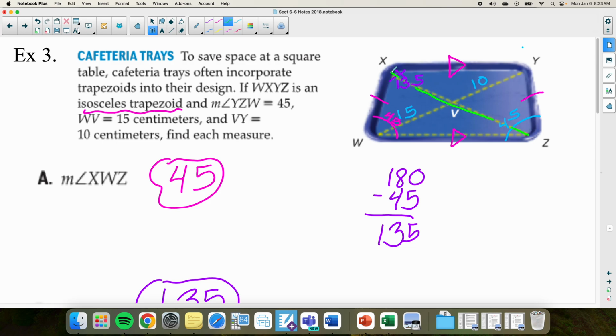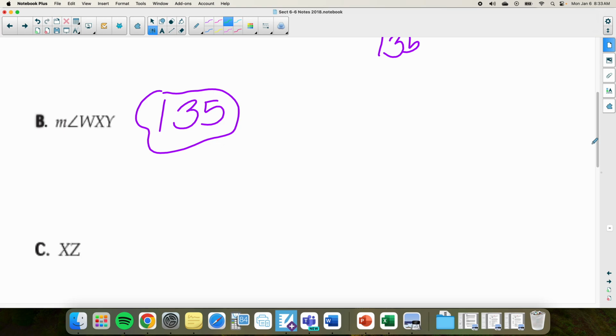Okay? Now, one thing I know kids kind of get confused about is, are these angles or are they parts of a side? This 10 is part of the diagonal, that 15 is part of the diagonal. So that entire diagonal is actually going to be 15 plus 10, which is 25. So wouldn't this diagonal also be 25 because the diagonals are congruent? So this would be 25.